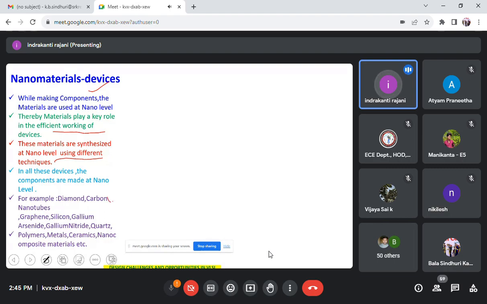For example, diamond. Diamond is a very hard substance. It can sustain hard environments also. Carbon nanotubes, nowadays they are used everywhere, in the tennis court, in the rackets, everywhere. They are light in weight, very high in strength, flexibility is there. Silicon, gallium arsenide, gallium nitride, gallium arsenide. These are all some kinds of materials which I have provided here.